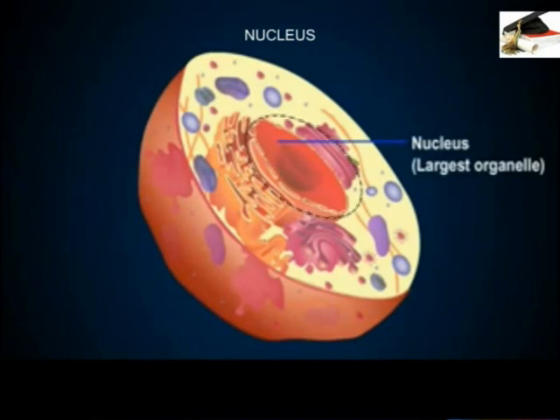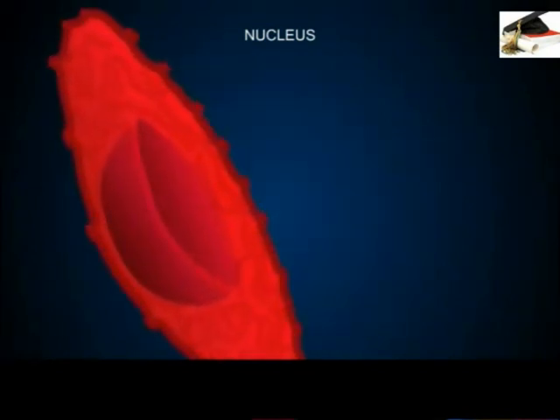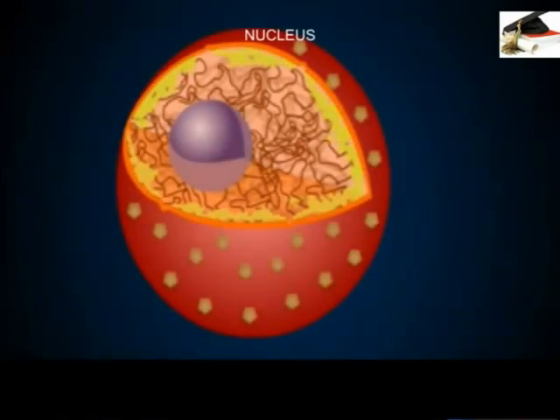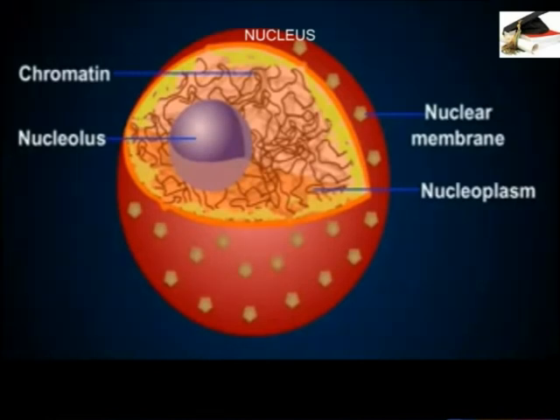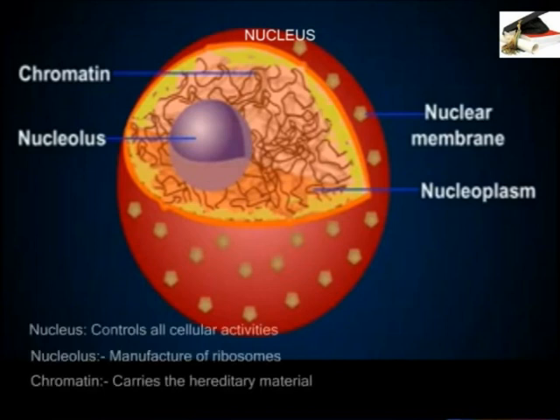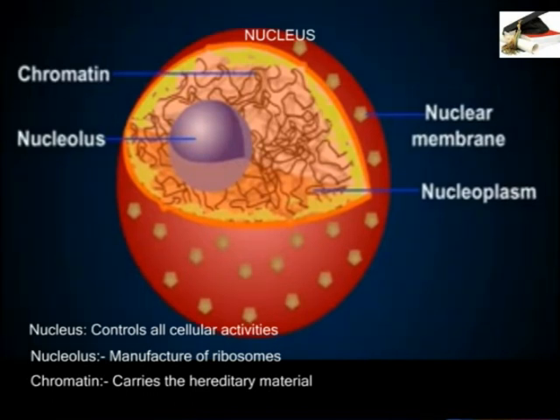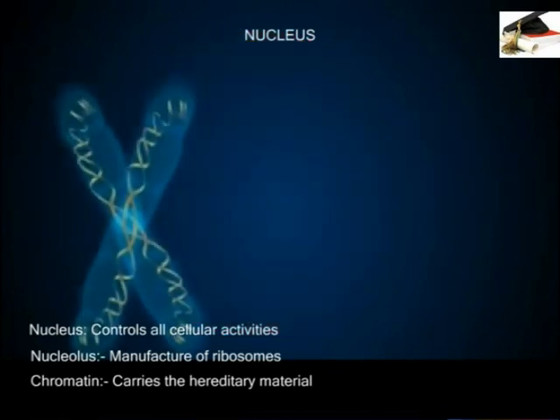Nucleus. Under the electron microscope, the nucleus is seen to have a double membrane called a nuclear membrane. The membrane has pores which allow the passage of materials in and out of the nucleus. The nucleus is made of viscous fluid called the nucleoplasm, in which the nucleolus and chromatin materials are suspended. The nucleus controls all the activities of the cell. The nucleolus is responsible for the manufacture of ribosomes, while chromatin contains hereditary material.